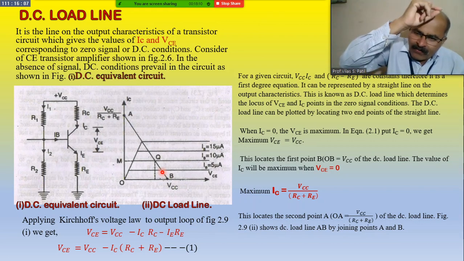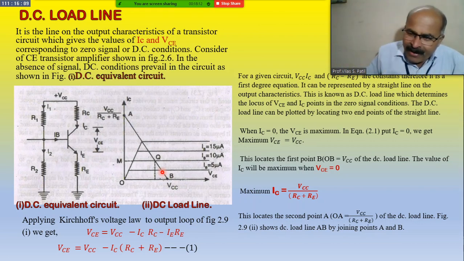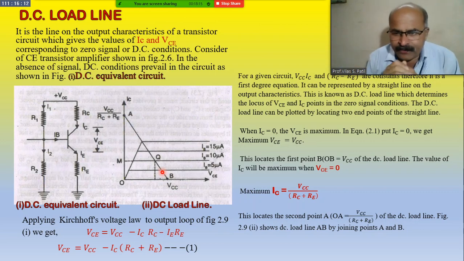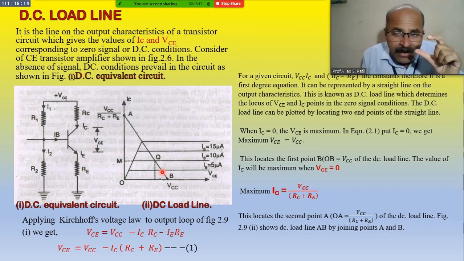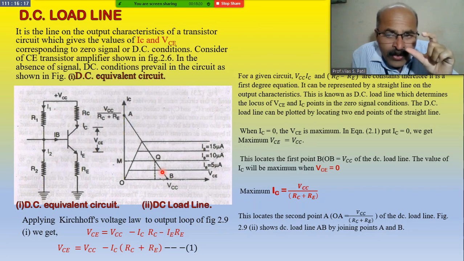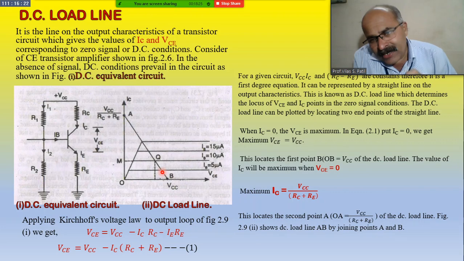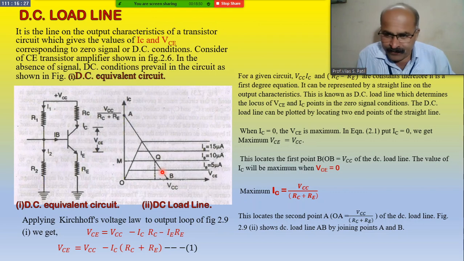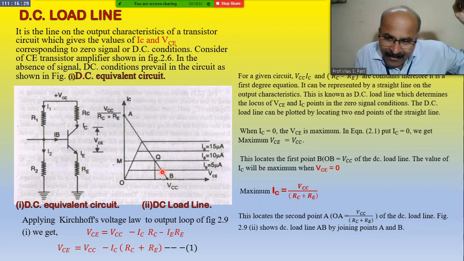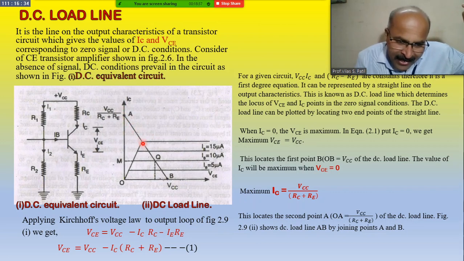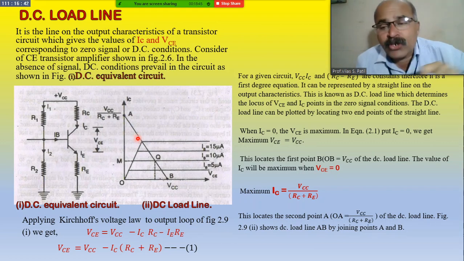Only those points on the DC load line which come in the active region, all those points of the load line AB, that will be known as the DC load line, which are located only in the active region, are known as Q points or operating points. Points above the active region, from this point to this point, all these points on DC load line AB are situated in the saturation region.